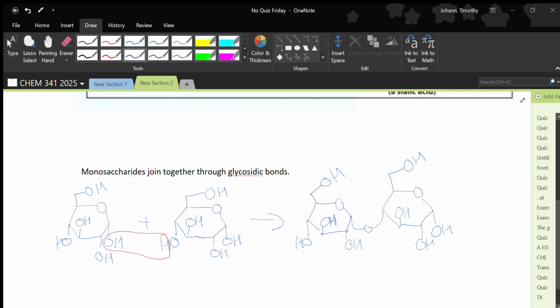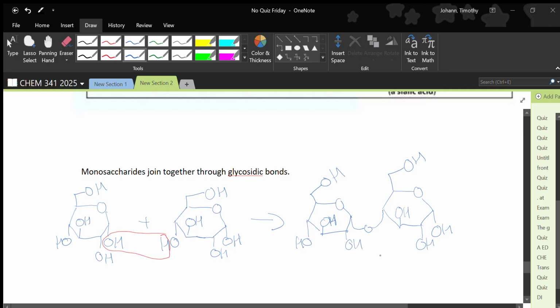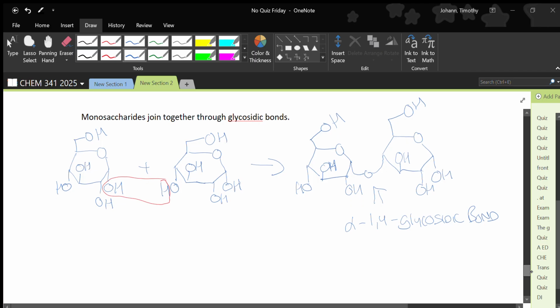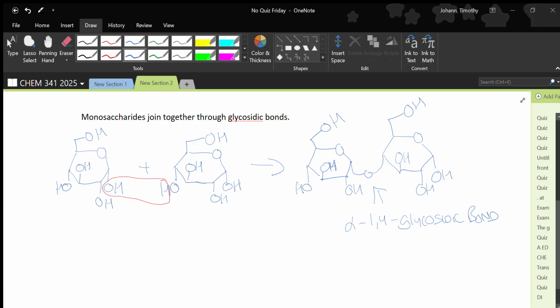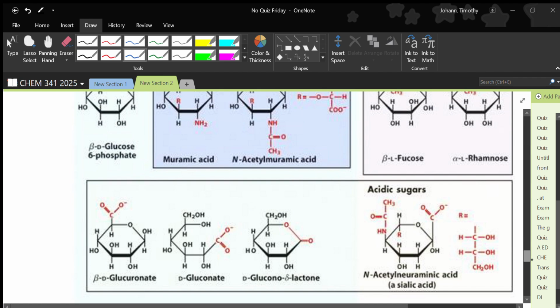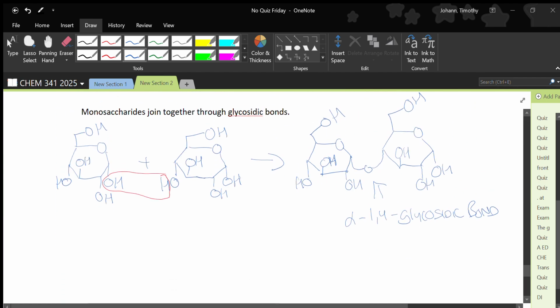Okay, and so we actually have a name for this. We can designate what that bond is. This is a 1,4, it's an alpha 1,4 glycosidic bond. So what's happening is, if I think about these carbons, if we go all the way back up to our Fischer diagram, okay, let's not go to our Fischer diagram. Let's just do it here.